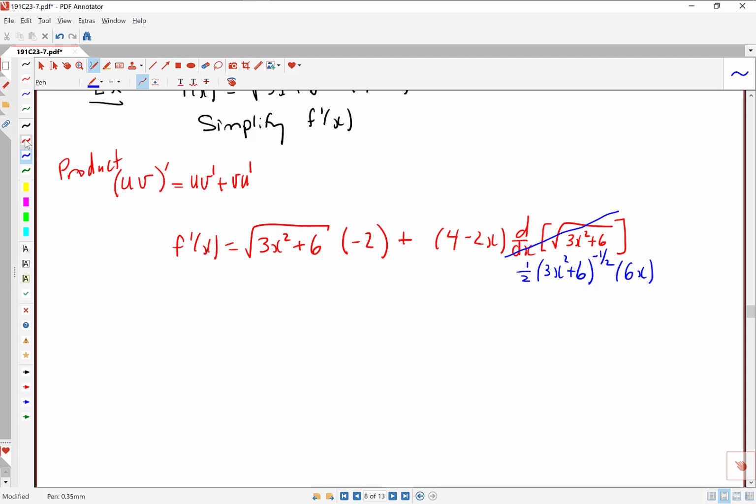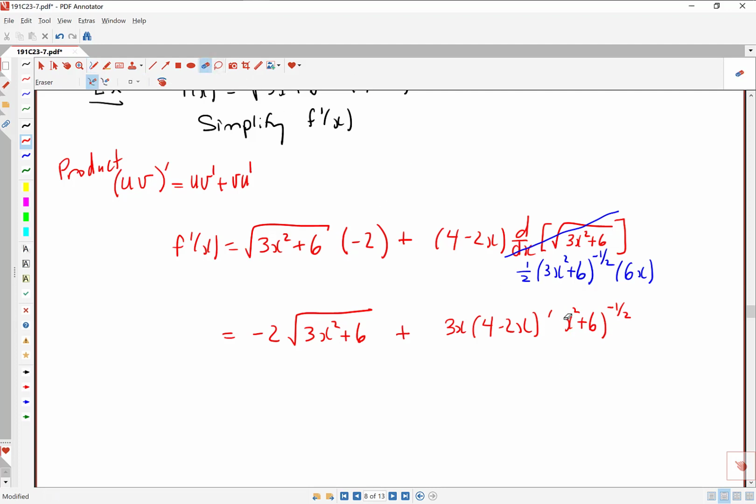Okay, so let's just clean this up here. So we got minus 2 times a certain square root, plus, well, if you multiply the half and the 6x together, you would get 3x. So it's like 3x times 4 minus 2x times this 3x squared plus 6 to the minus 1/2. Okay, and you could even take that a bit further and put that root in the denominator. So we've really got this 3x squared plus 6, all square rooted, in the denominator.